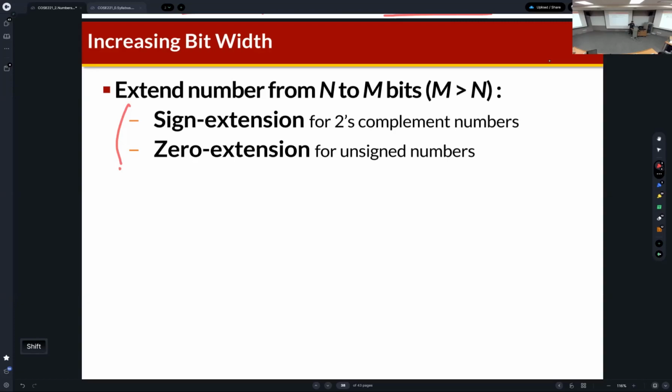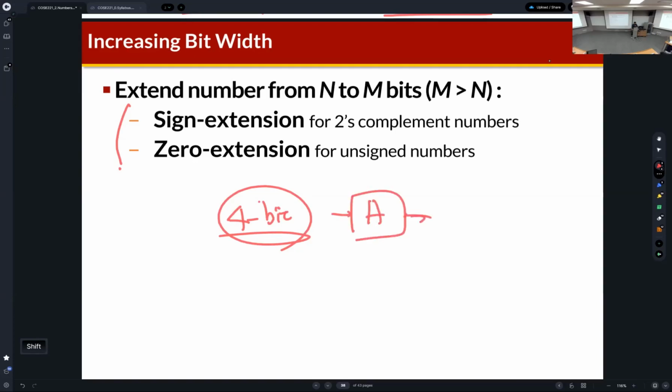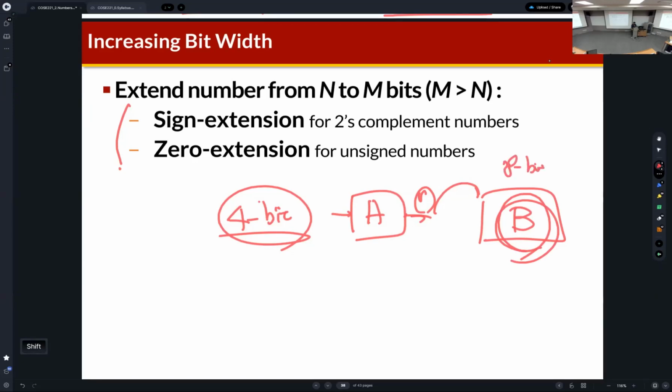But sometimes we need to extend the number of bits in our hardware. Sometimes we want to represent a larger number. For example, with the 4-bit number system, here is hardware A, and the result is generated, and then this result is given to another hardware unit B. But let us assume that B handles larger numbers. So we can implement B to handle 8-bit numbers. This is the 4-bit numbers, and this is hardware B, which handles 8-bit numbers.